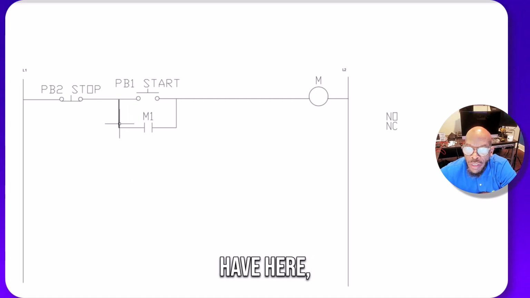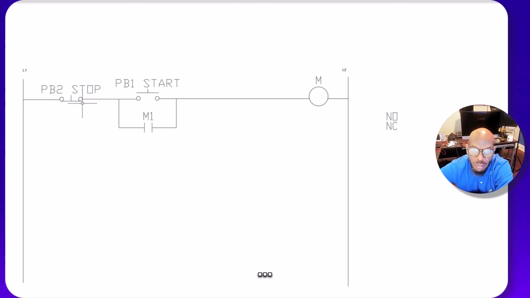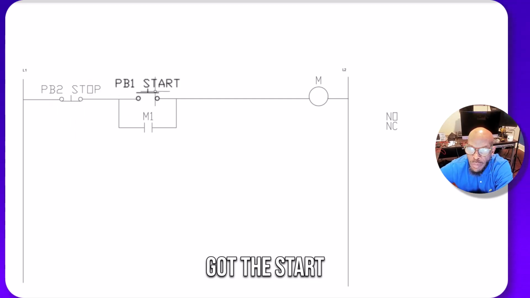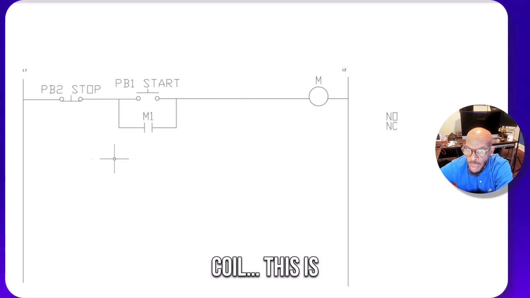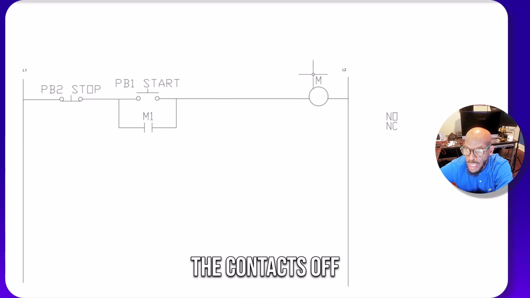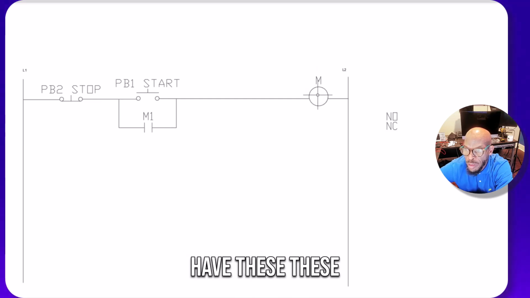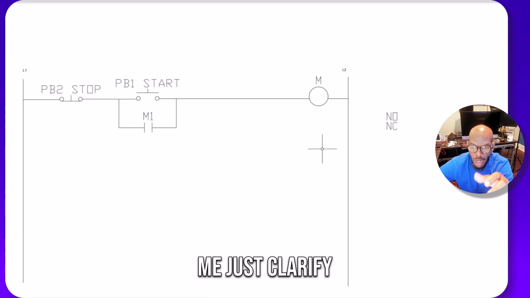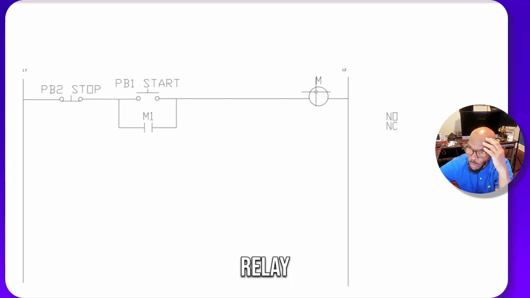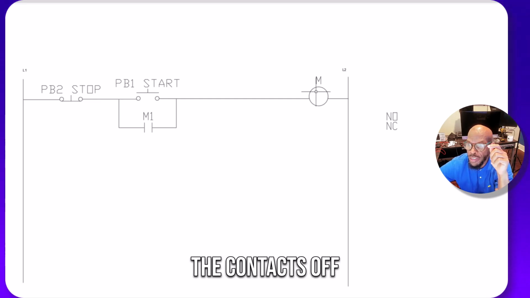So what we have here, this is what we got. We got the stop button, the start button, and the motor starter coil. This is the contacts of the motor starter coil. When you have these relays or motor starters, let me just clarify that. This would be like a relay, and the contacts of this relay will start the motor running.